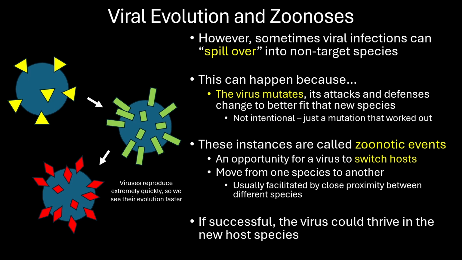But if that zoonotic event is successful and the virus does very well in that host, it replicates a lot, and then whatever the mutations were that allowed this virus to infect that new host could allow that virus to spread to new hosts of that same species. And that can create the opportunity for that virus to thrive in that new host.